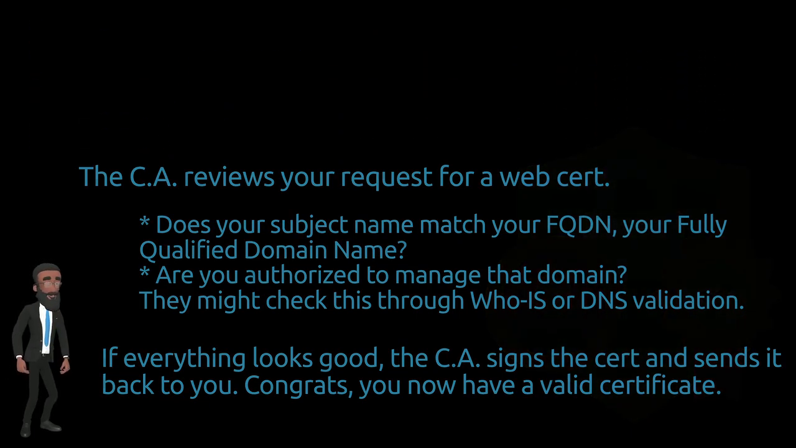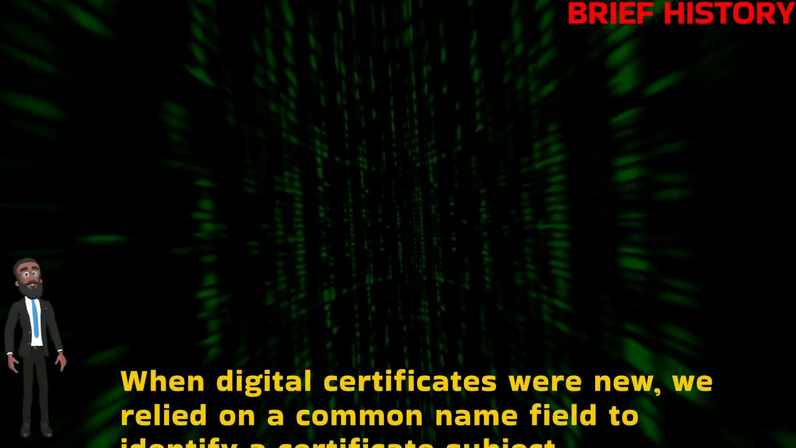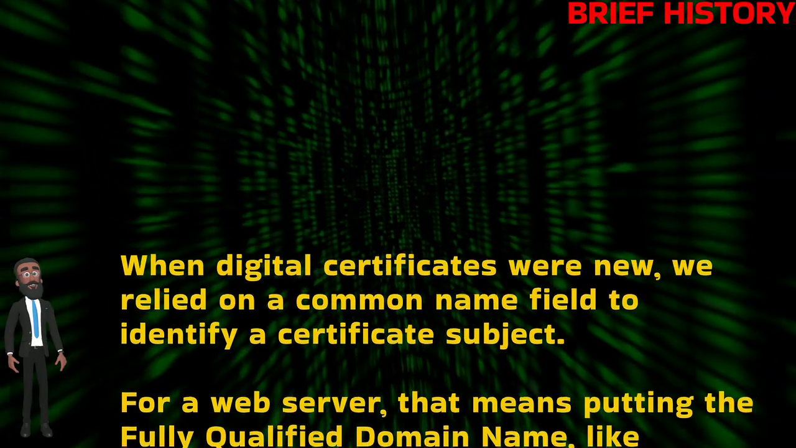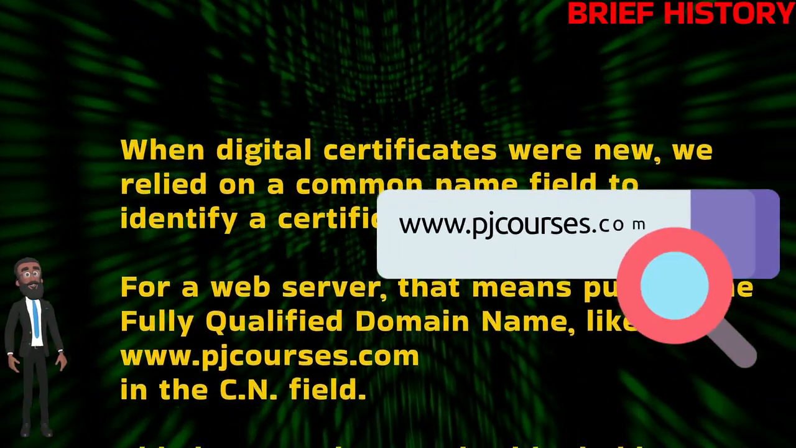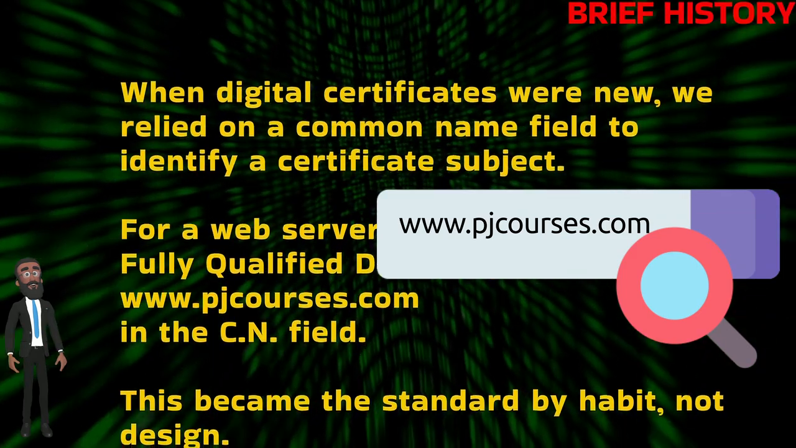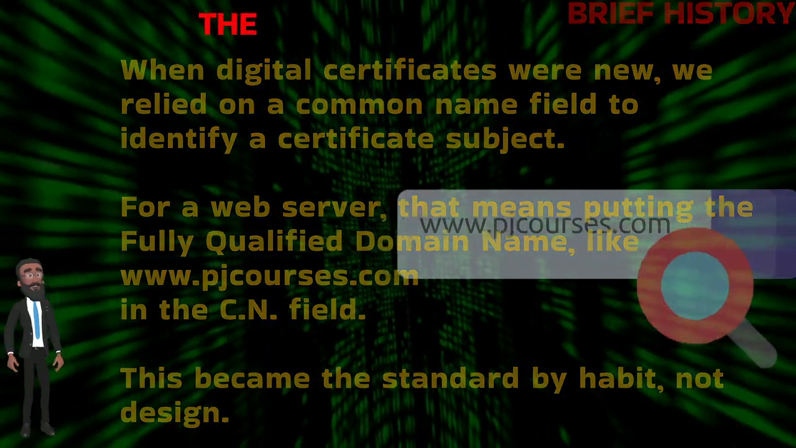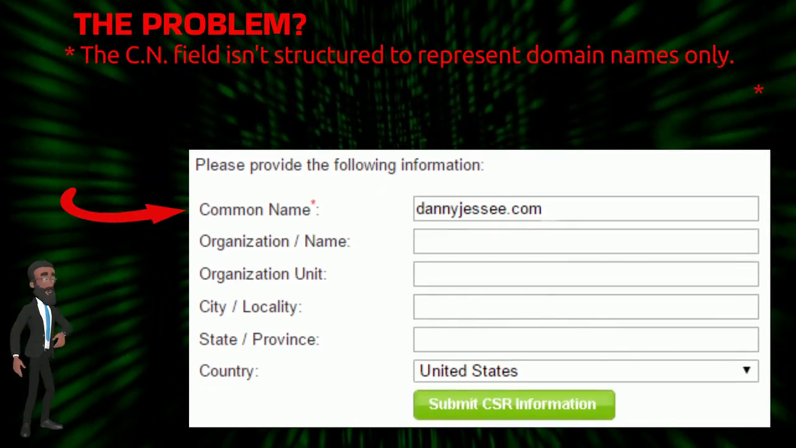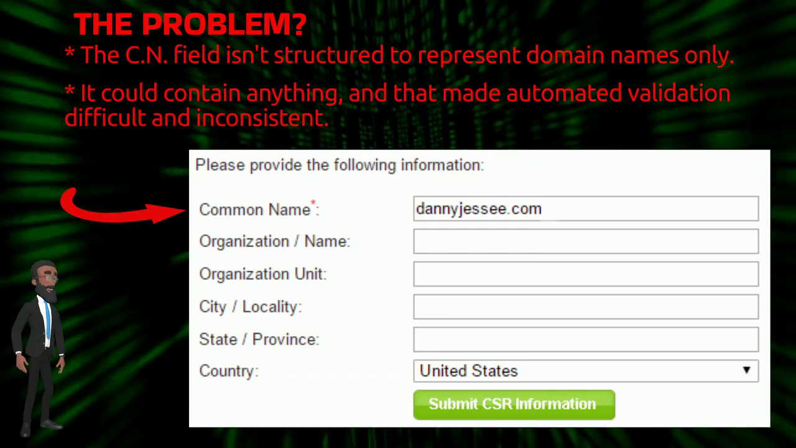Back when digital certificates were new, we relied on a common name field to identify a certificate subject. For a web server, that means putting the fully qualified domain name, like www.pjcourses.com, in the CN field. This became the standard by habit, not design. The problem? The CN field isn't structured to represent domain names only. It could contain anything, and that made automated validation difficult and inconsistent.